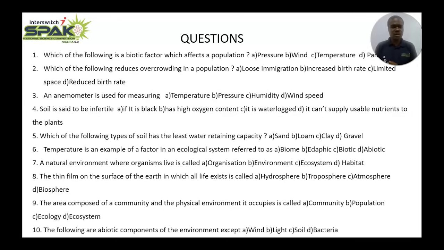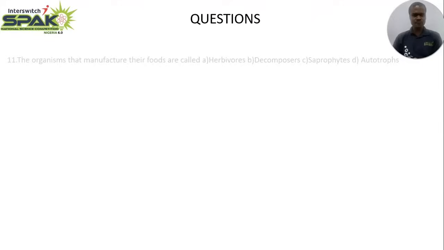Next question says, the following are abiotic components of the environment except A, wind, B, light, C, soil, D, bacteria. While wind, light, soil are abiotic components of the ecosystem, bacteria is a living thing. So bacteria is part of the biotic component of the ecosystem.